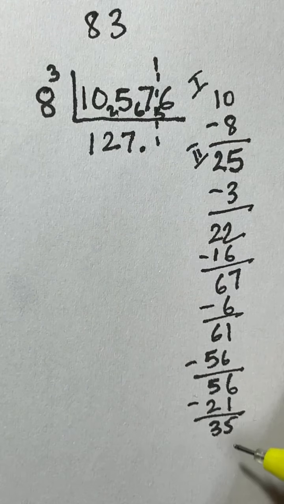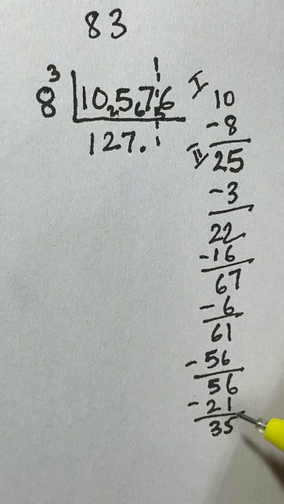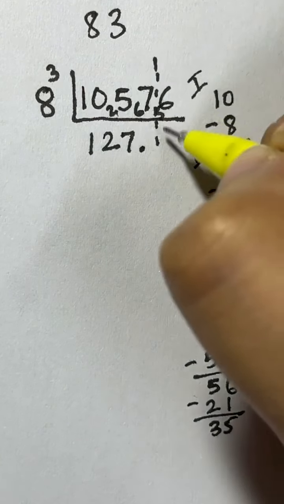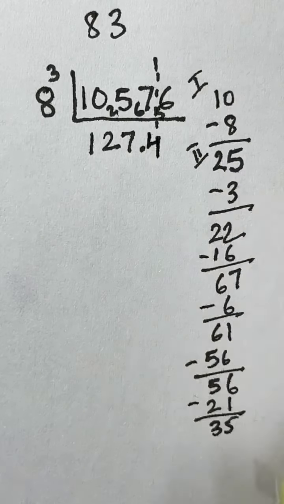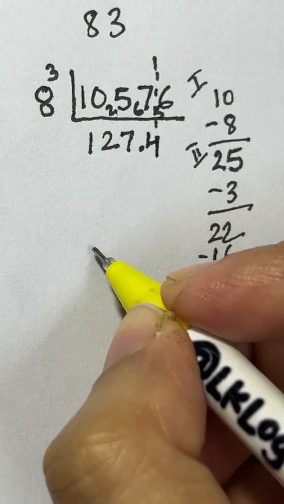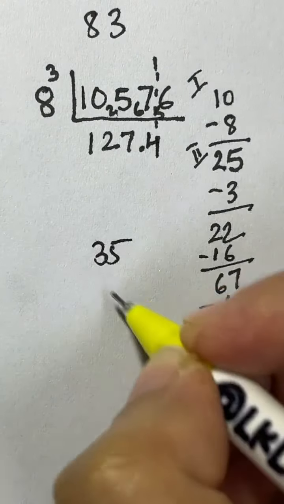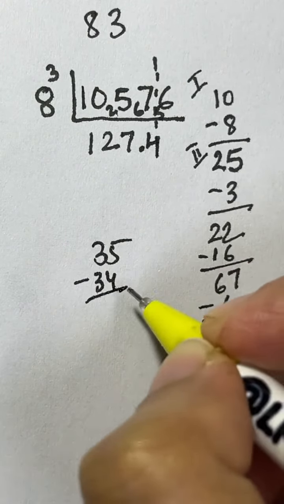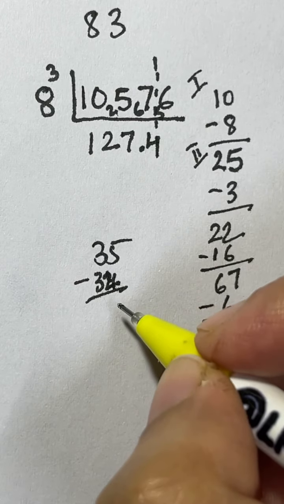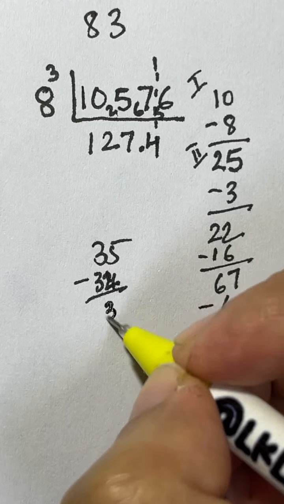Now check whether 35 comes in the 8 times table. No, so we take a number lesser than that. 8 times 4 is 32. So let me write down 4. So 8 times 4 gives you 32. 35 minus 32 gives you a remainder of 3.